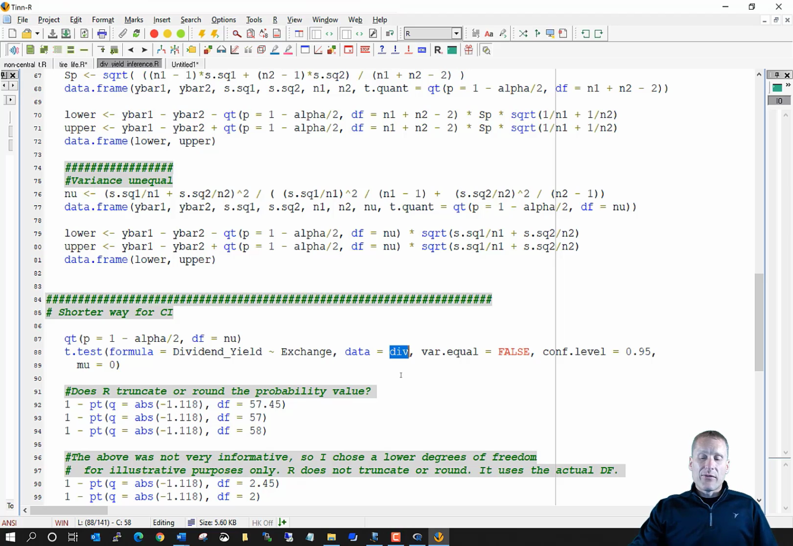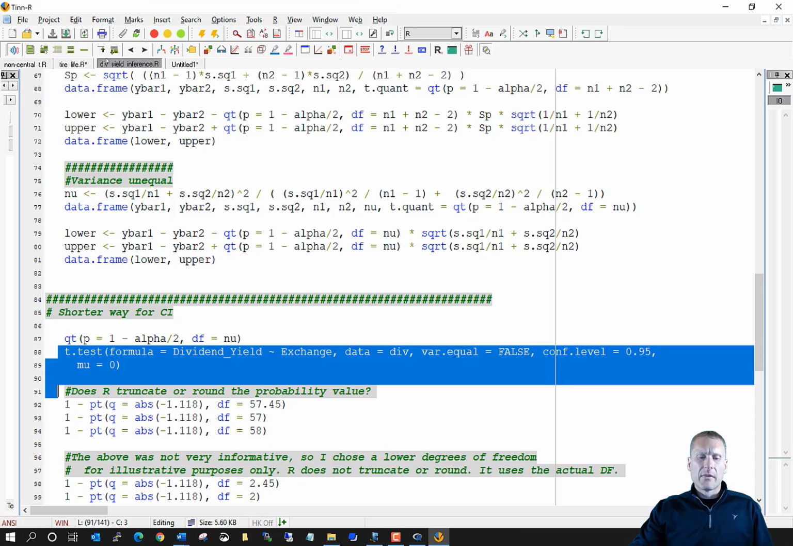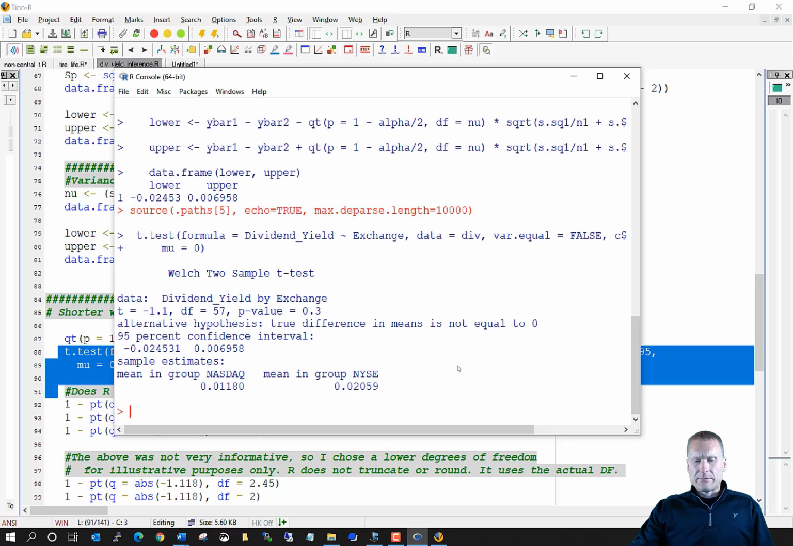Our data is in a data frame, happens to be called div. And then we need to say, well, are we going to assume that the population variances are equal or not? And if you remember, we don't. So we put a false there. And then we can put what our confidence level is that we're going to be working with for the intervals. And then later on, you'll see when we do a hypothesis test, we'll typically look at a null hypothesis value of 0. So that's why you see mu equals 0 there. More about that shortly. And so I'm going to highlight that code and run it. And here we go. Here's the exact same interval that we just calculated.